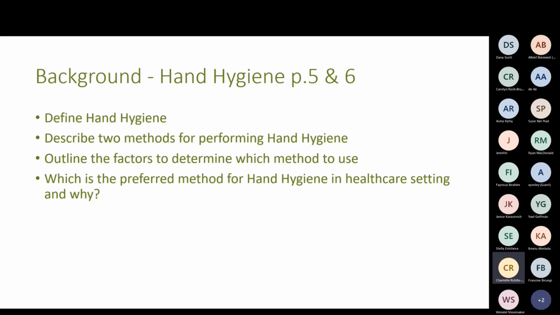Outline the factors to determine which method to use. Well, it depends on a few factors. If your hands are not visibly soiled, so if you can't see any soiling on your hands, alcohol-based hand rub is the best bet. If you have an area where you can't install a sink or there's no sink to use, putting up a bottle of alcohol-based hand rub is much easier and very effective.